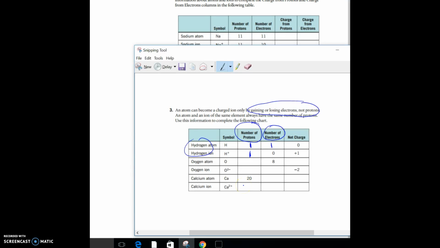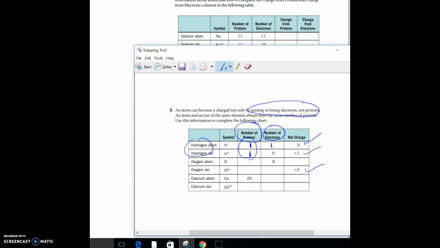So again, atoms are neutral as far as charge. Ions might have positives, or ions might have negatives, but protons are always the same between an atom and an ion. It's just the electrons come and go. So see if that helps you finish out the chart.